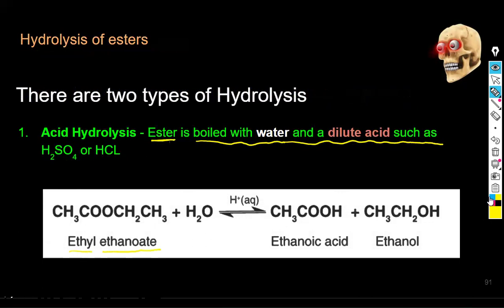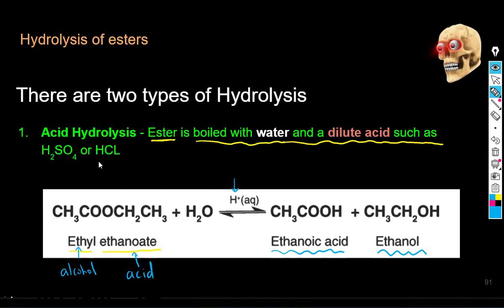Now, just to remind you, the one with the yl is the alcohol part. And the second part, the one with the anoate, is from the acid part. Well, the alkanoic acid. I'm just going to write the word acid. So, obviously, if you do this process, the acid that you're going to get back is the ethanoic acid and the ethanol.